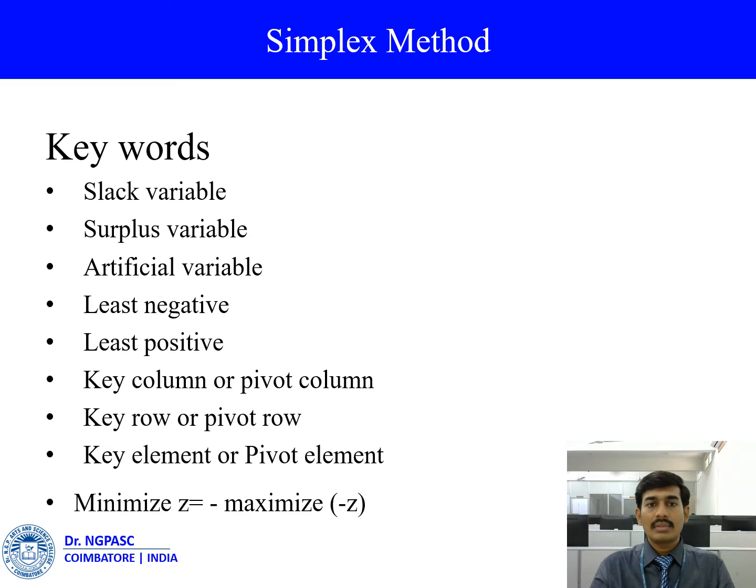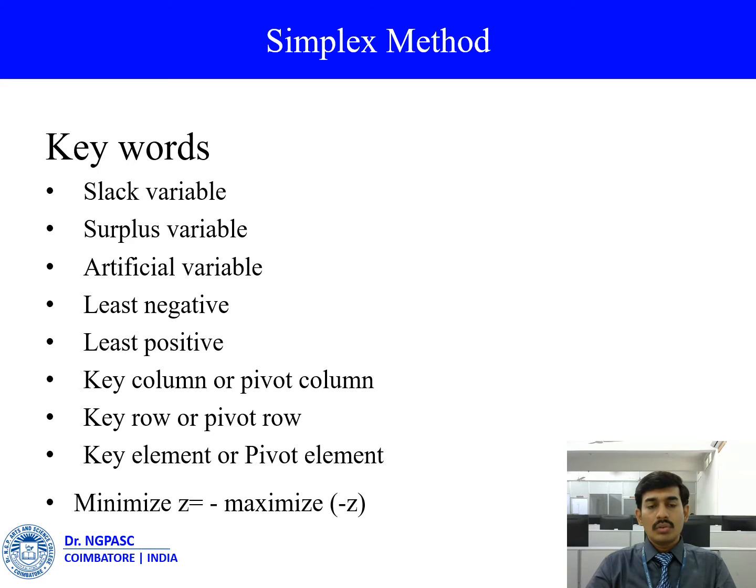Keywords: slack variable. It is used to convert a less than or equal to constraint into an equality to write the standard form. It is added to the less than or equal to constraint. Surplus and artificial variables are used to convert a greater than or equal to constraint into an equality to write the standard form. The surplus variable is subtracted from the greater than or equal to constraint, and the artificial variable is added to the greater than or equal to constraint.